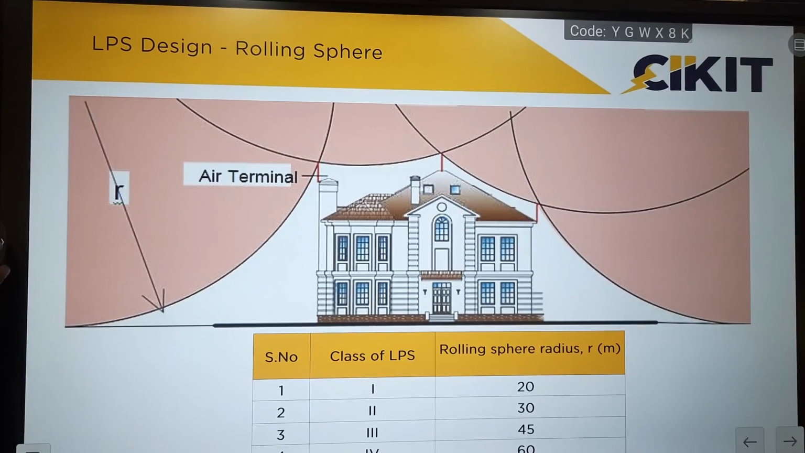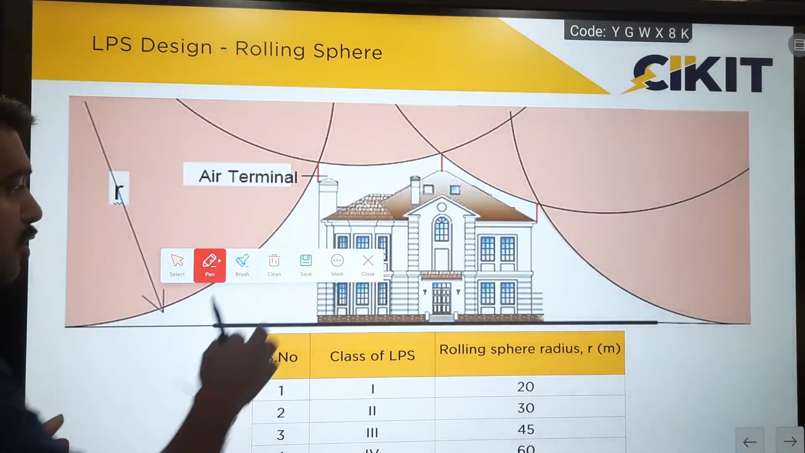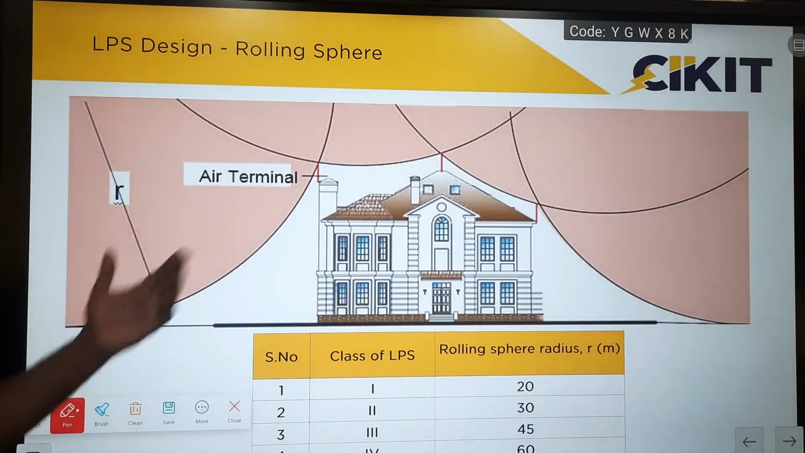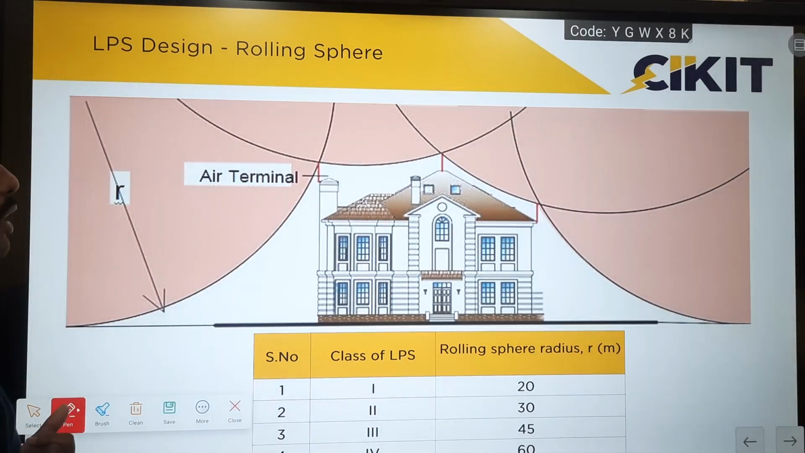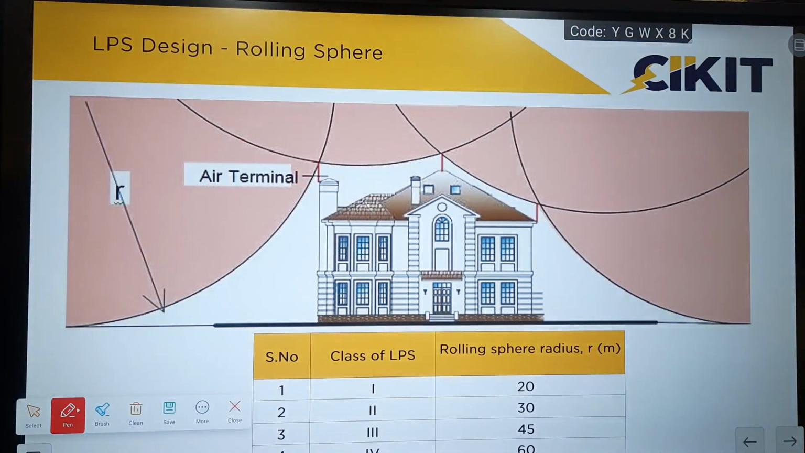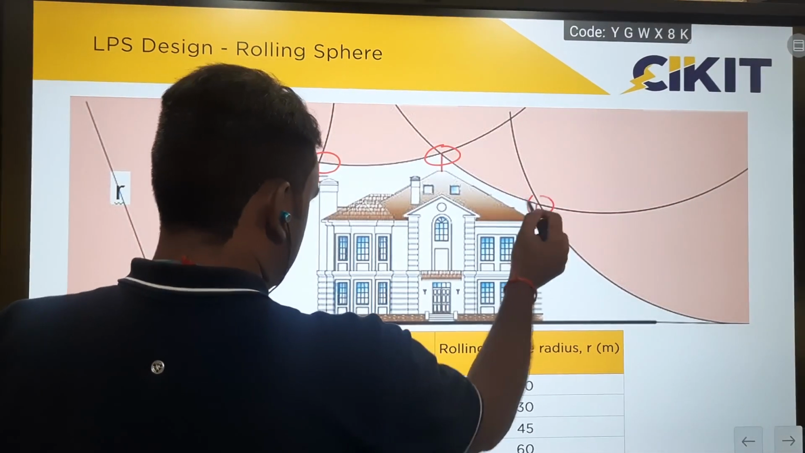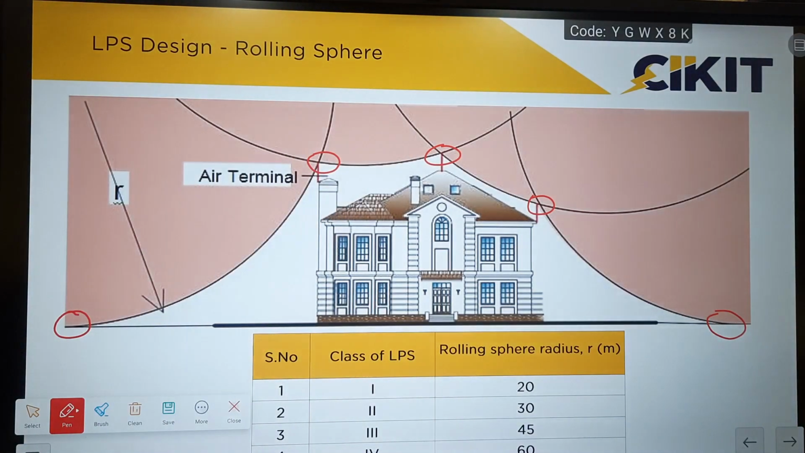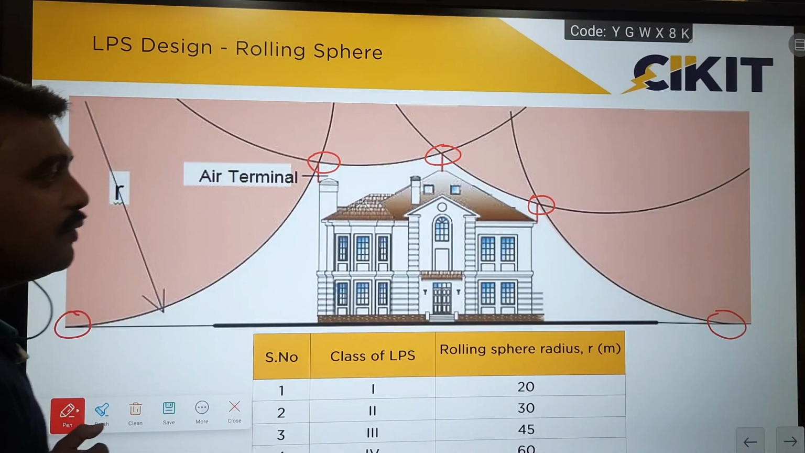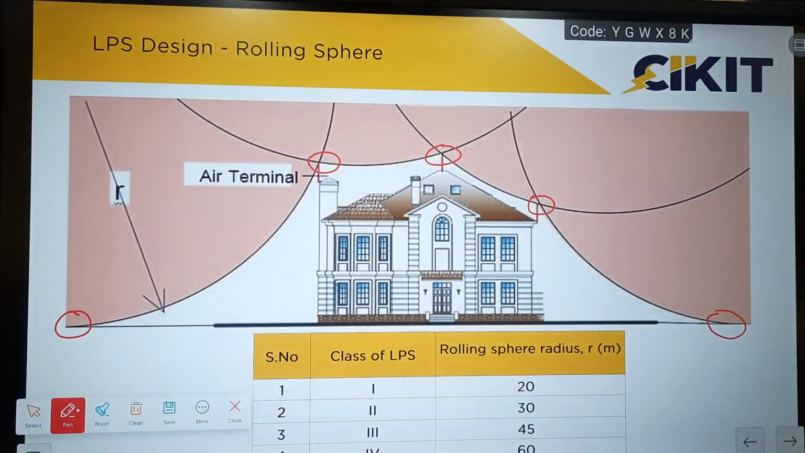So in the rolling sphere method, what you will be doing is rolling an imaginary sphere of radius r over the structure to be protected. Here we have shown a house as an example, but in the case of solar farms, we will be rolling the sphere over the solar panels. The main thing is, the sphere should not make contact with the structure. It can make contact only with the ground and the air terminals. If the sphere makes contact with any portion of the structure, then that portion will be considered unprotected.